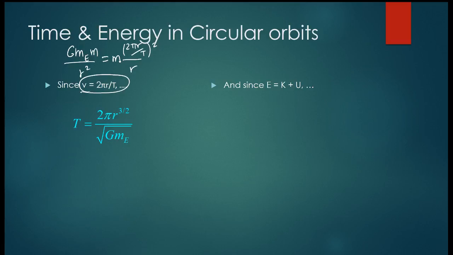But anyways, this is going to be mv squared over r, and if we simplify this, then we're actually going to get an expression for T that looks like this. So T is proportional to r to the 3/2. Okay? Now, on the energy side of things, since total energy is kinetic plus potential, we can state that the total energy in an orbit is equal to negative GMEm over 2r.